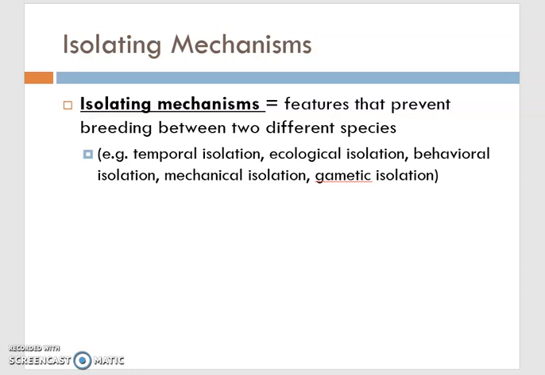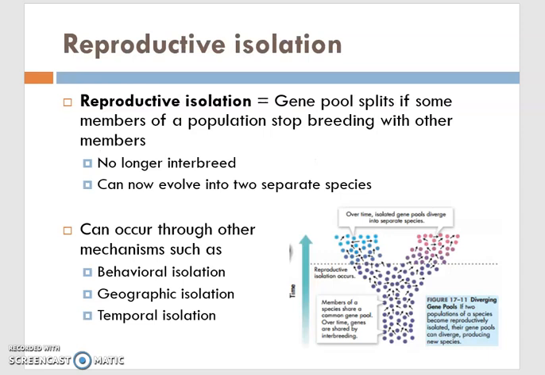So with speciation, we talk about isolating mechanisms, and these are features that prevent breeding between two different species, and we'll look at a bunch of different types of isolating mechanisms. One type is reproductive isolation, and so whenever the gene pool splits, this is because members of the population stop breeding with other members, so they no longer interbreed. Examples of this specifically would be behavioral isolation, which is looking at mating rituals, geographic isolation, which is looking at where the organisms and the species are located, and then temporal isolation, which is mating at different times, which then prevents the organisms from interbreeding.